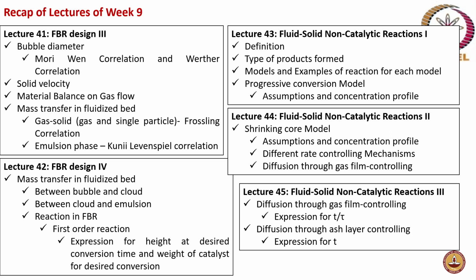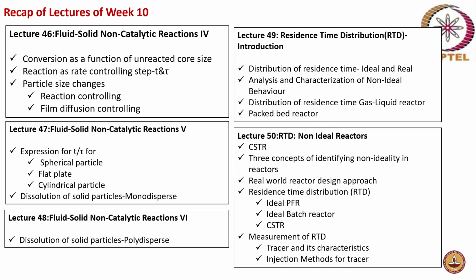And what are the different rate control mechanisms and expressions for a shrinking core model when the gas film is controlling the reaction, and then an ash layer controlling the reaction? What is the expression for the time and the time for a complete conversion were all discussed.